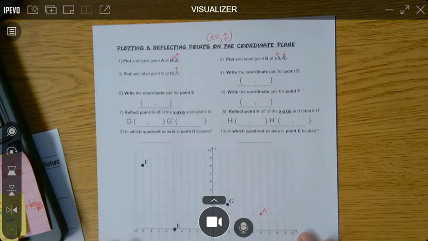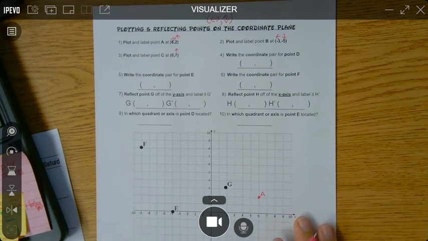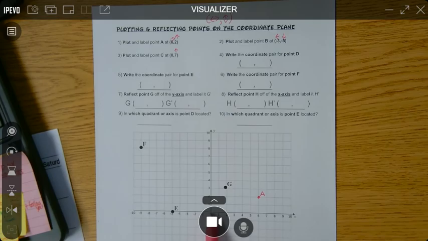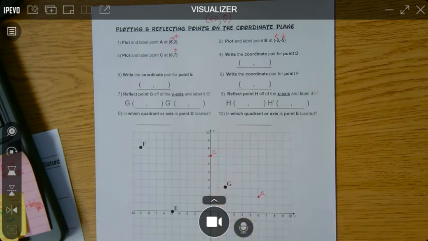Okay, so that means for C, go ahead and try to plot it. Let's see how you did. Okay, you went over nothing and up 7. So that is point C.